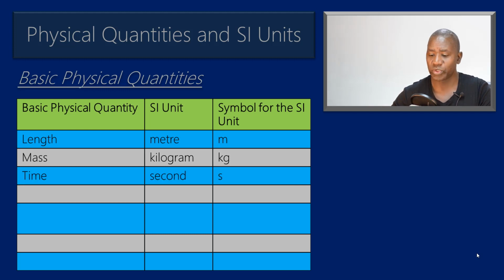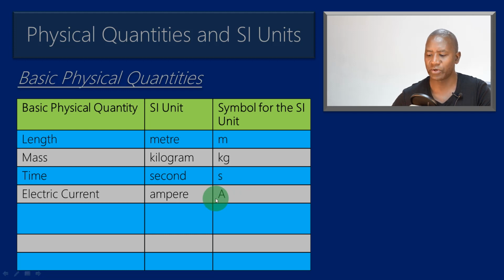The third physical quantity is time. The SI unit of time is second, and the symbol for the SI unit for time, which is second, is s. Again, lowercase s. Let's look at electric current. There is some difference here. The SI unit of current is ampere, and the symbol for ampere is uppercase A. You can see that one here, uppercase A.